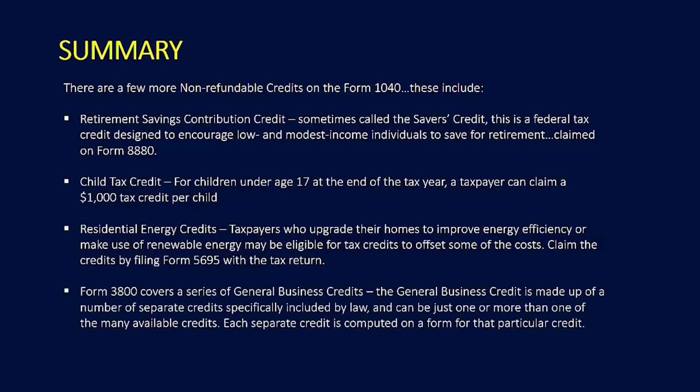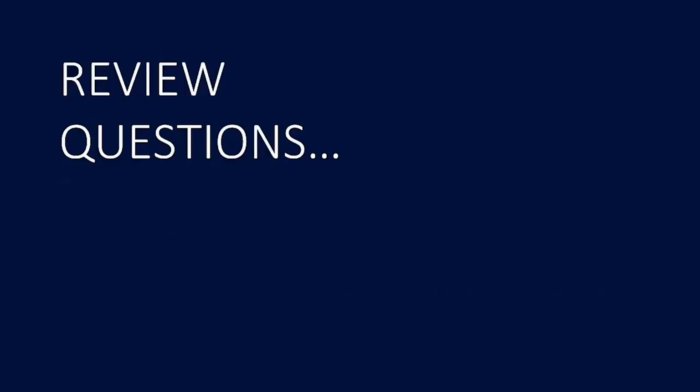Form 3800 covers a series of general business credits. The general business credit is made up of a number of separate credits specifically included by law and can be just one or more than one of the many available credits. Each separate credit is computed on a form for that particular credit. Next, let's look at some review questions.